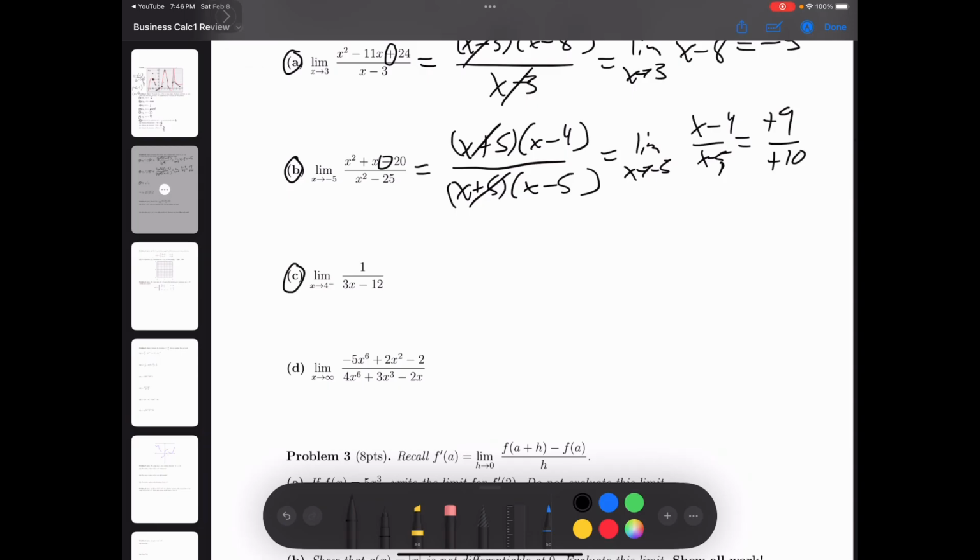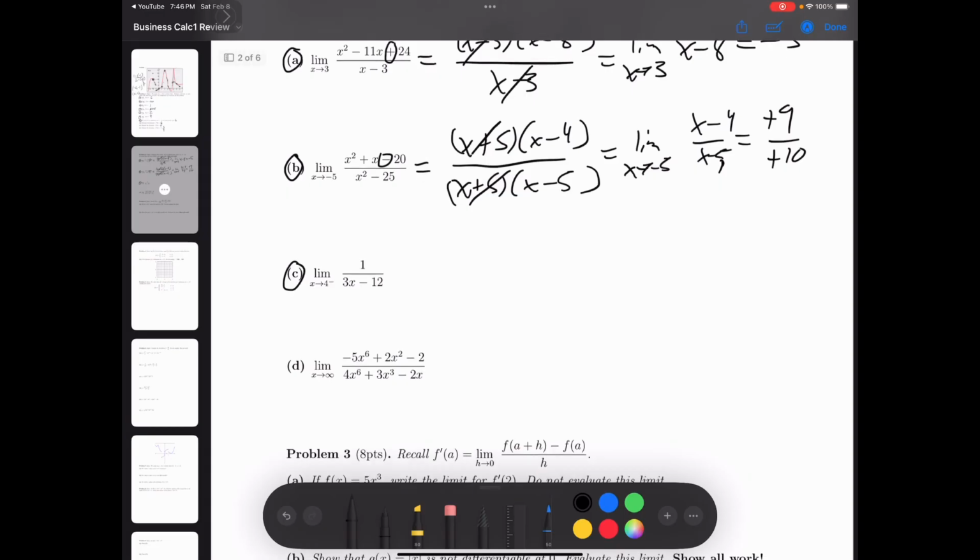For part C, we have the limit as x approaches 4 from the negative side. If we plug in 4, we get 1 over 0. So we have a problem. We're going to have something that gets really small in the denominator as we approach 4. And so we're going to have a really big number. But we just have to figure out if we're going to be approaching infinity or negative infinity.